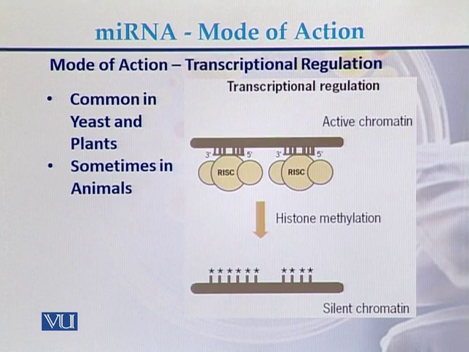The third mode of action of miRNA is in the form of transcriptional regulation. Transcription is the production of RNA from the DNA. This mode of action is usually seen in yeast, plants, and sometimes it is also seen in the animals. In this case, there is the active chromatin. Once the RISC complex attaches to the active chromatin, there is histone methylation, and ultimately the active chromatin is converted into the silent form.